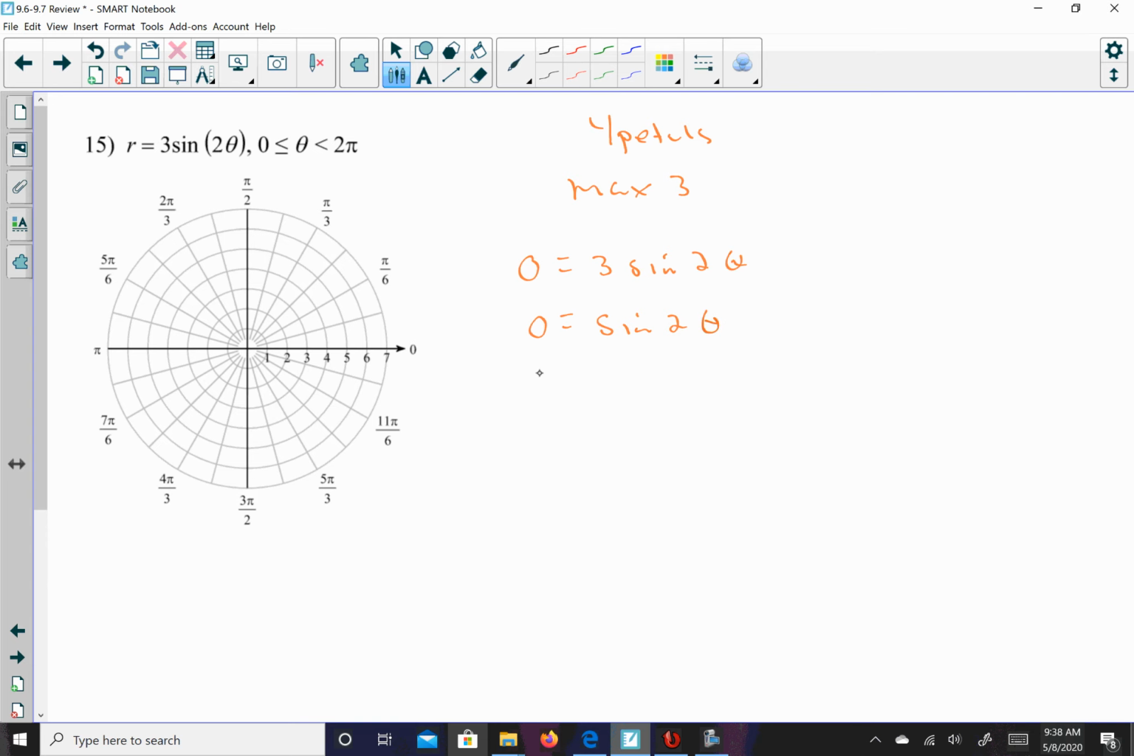The sine is equal to 0 at 0 and pi. Set those both equal to 2 theta. So my zeros are going to occur at 0 and pi over 2. That's what I get when I divide both of these by 2.